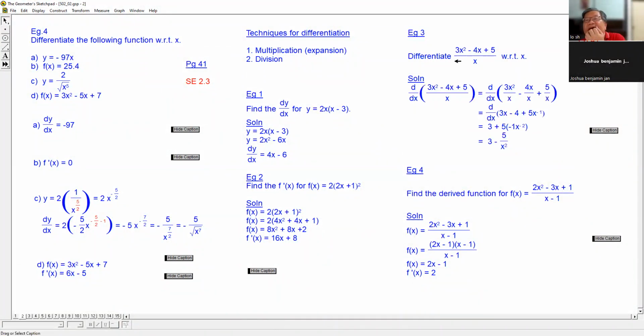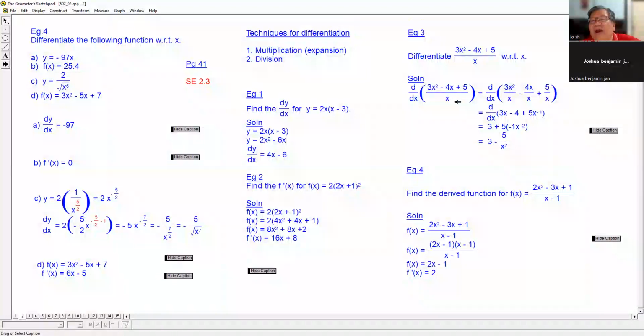Okay. Another example here, 3x squared minus 4x plus 5. They ask you to differentiate with respect to x. So you want to differentiate with respect to x, you must cancel away the x. How to cancel away the x?